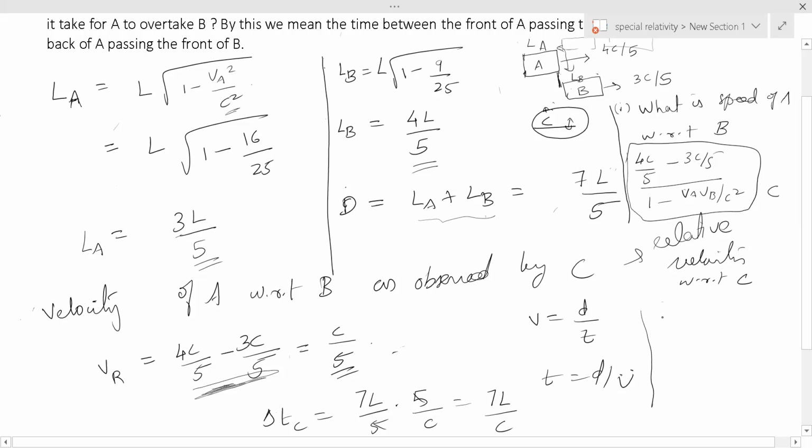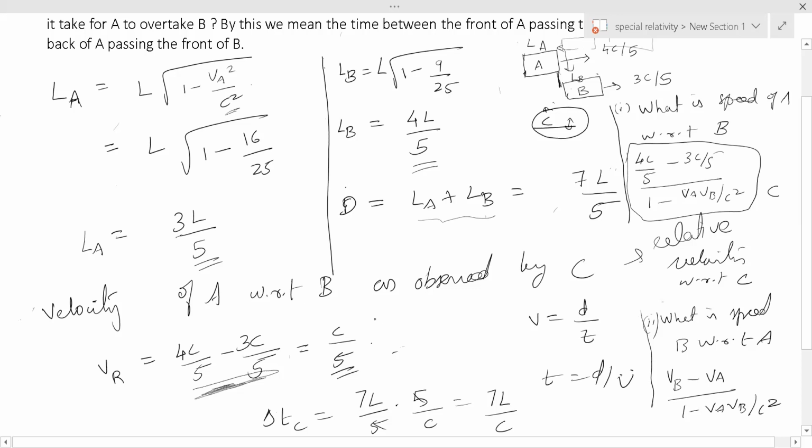So you can ask also the question, what is the speed of B with respect to A? This can also be asked. Then you would have to do VB minus VA divided by 1 minus VA VB by c square. In these two situations, you have to use the relativistic velocity addition formula.